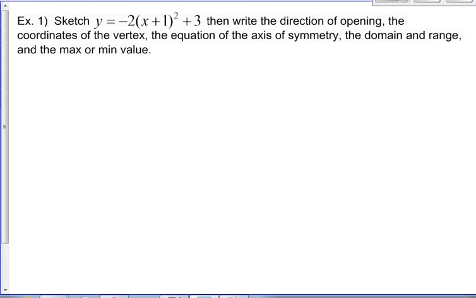We're going to sketch this. We'll write the direction of opening, the coordinates of the vertex, the equation of the axis of symmetry, all this stuff. We could do this with a table of values, but let's do it with as little as we can get away with. So vertex on this one.